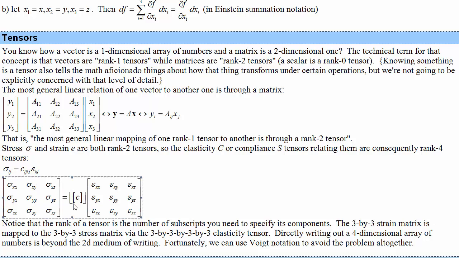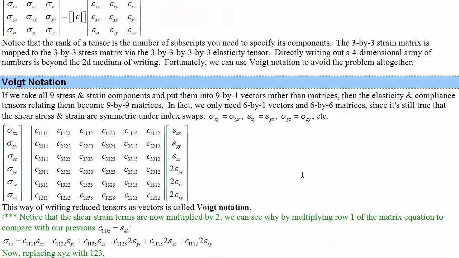Now we can't really write that out in 2 dimensions here, and it's pretty hard to visualize too. You can think of it like a matrix, except instead of being a 3 by 3 matrix, it's a 3 by 3 by 3 by 3 matrix. So it's a 4-dimensional elasticity tensor. Okay, that's kind of complicated. Fortunately, there's a way to avoid doing that altogether, and that way is Voigt notation.